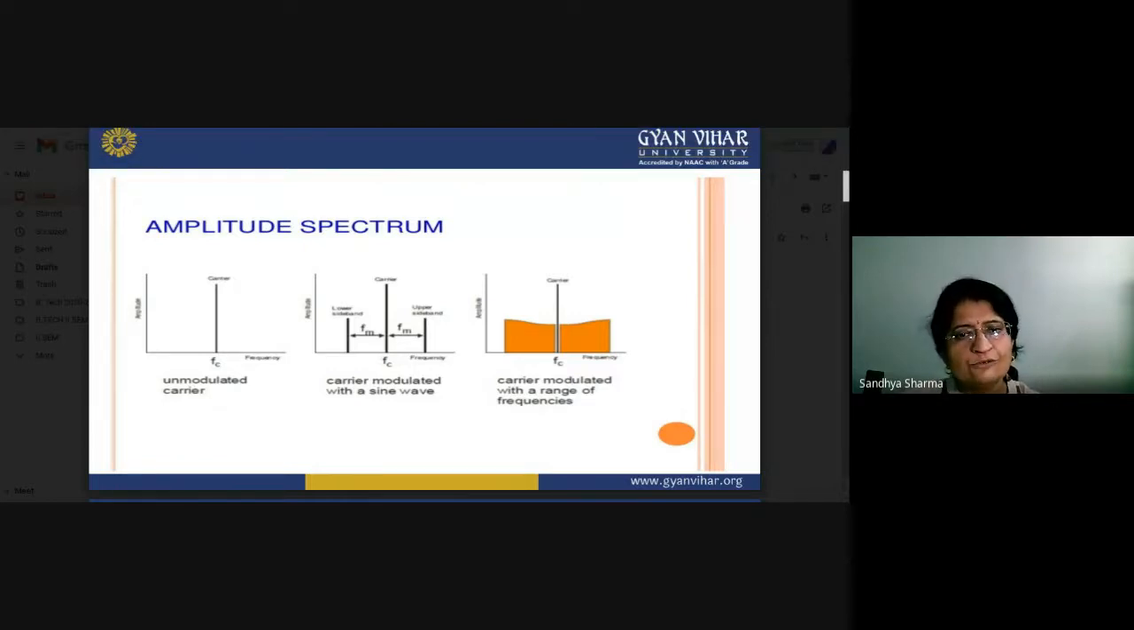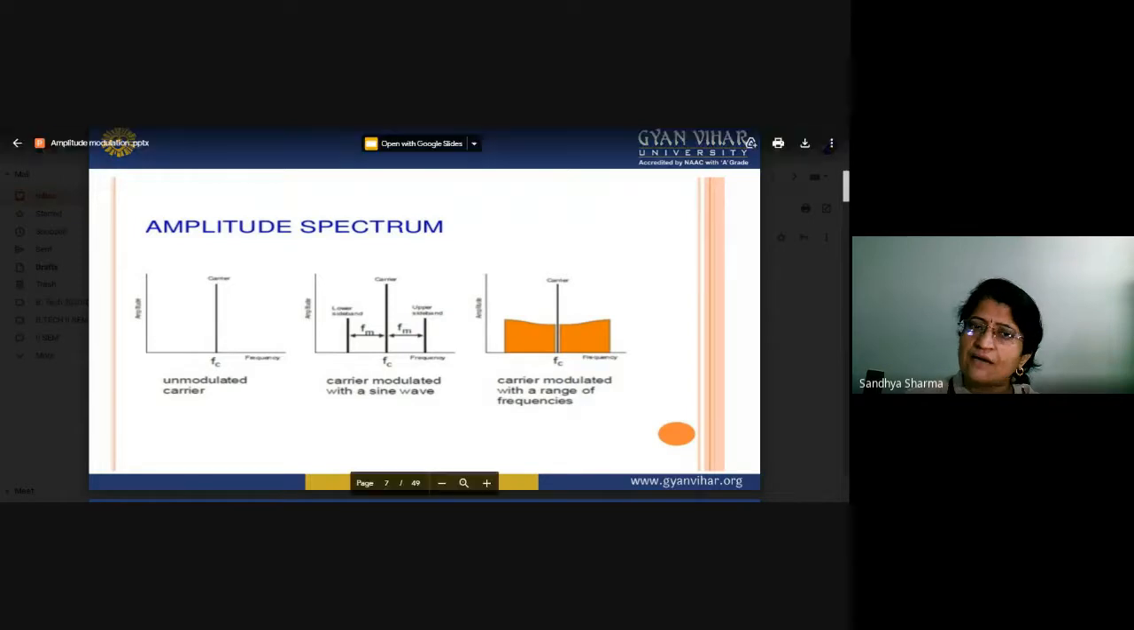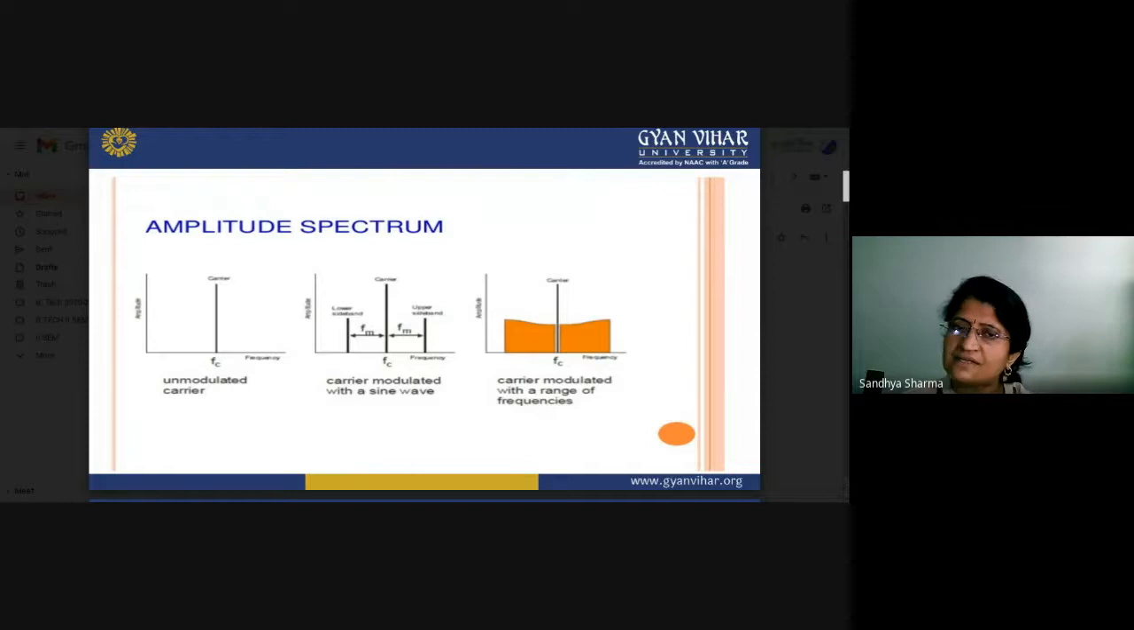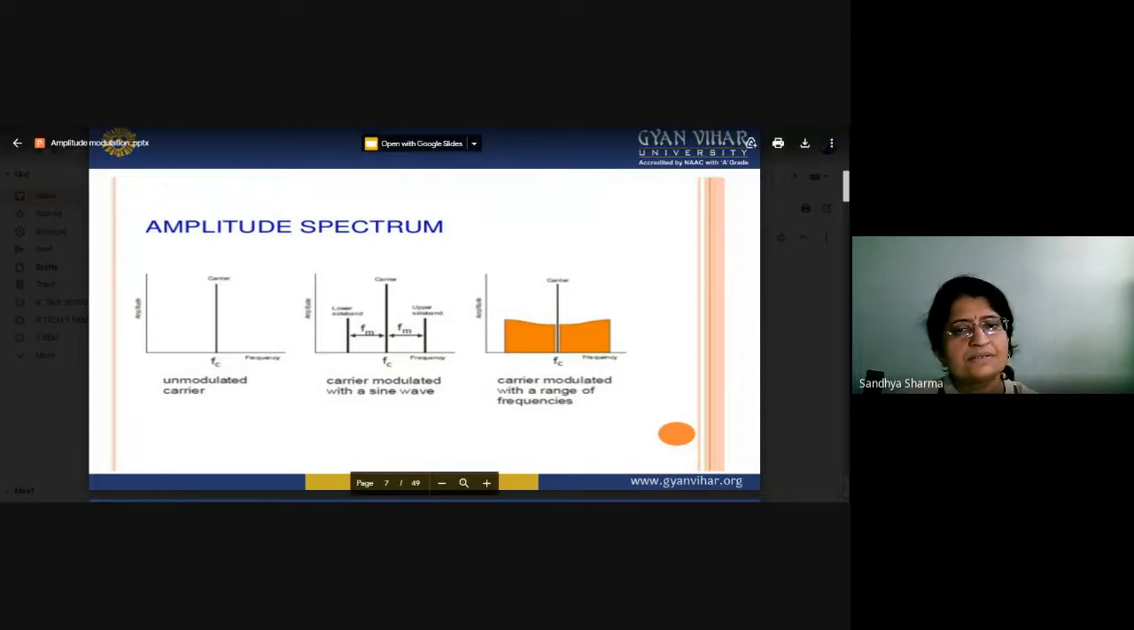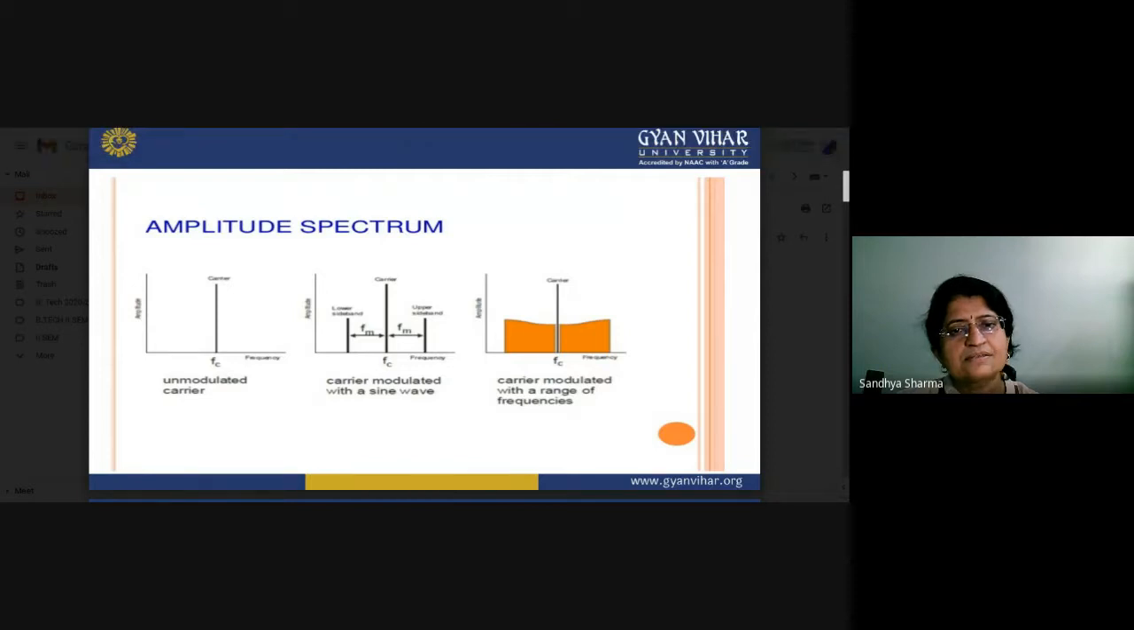There may be two sidebands generated, and what is the accurate position of these two sidebands? These two sidebands are at the FM frequency from the upper side and lower side. So that is equal to FC minus FM, the lower sideband, and FC plus FM, the upper sideband.